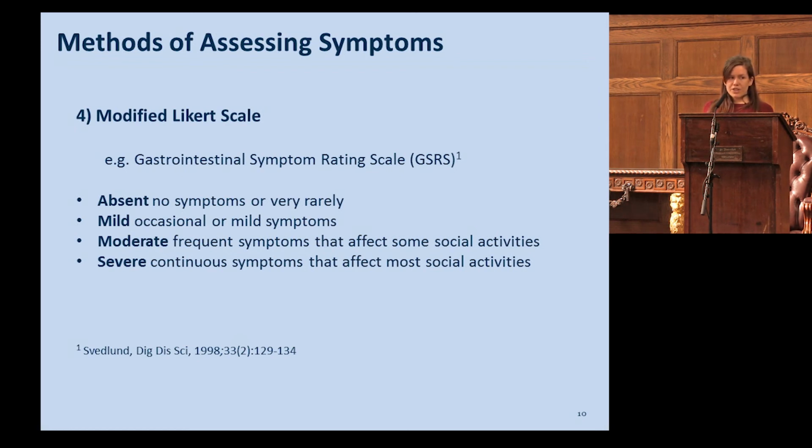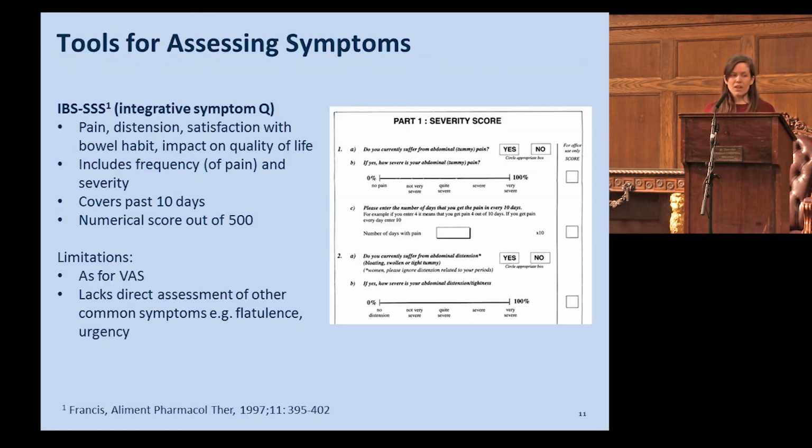And then you've got integrative symptom questionnaires, such as the IBS severity scoring system. This particular scoring system is made up of a range of visual analogue scales and also a question about frequency of abdominal pain. It covers the past 10 days, and you can get a score out of 500. So it's made up of 4 visual analogue scales and 1 question about pain frequency. It's quite focused on pain, so it gives most information about that.